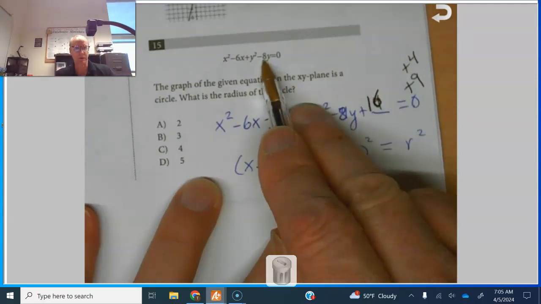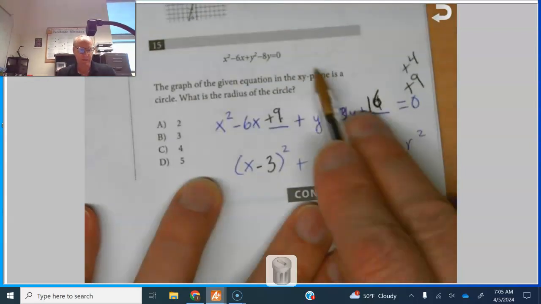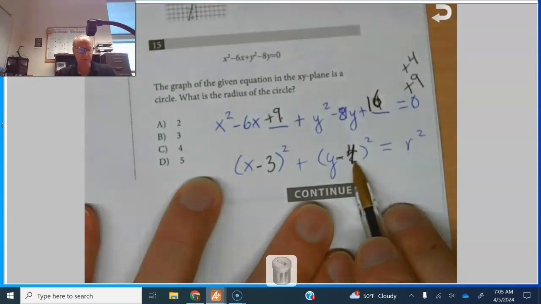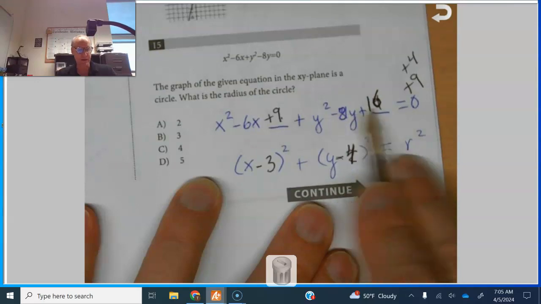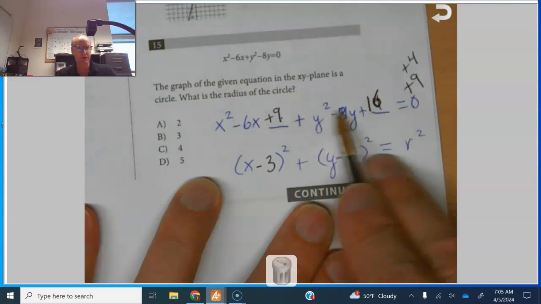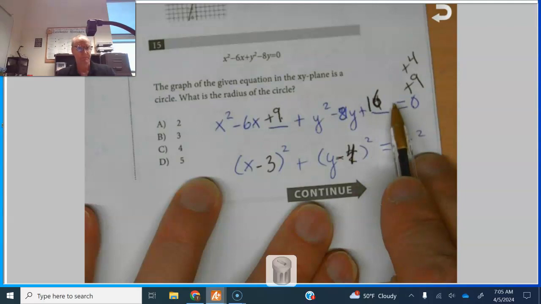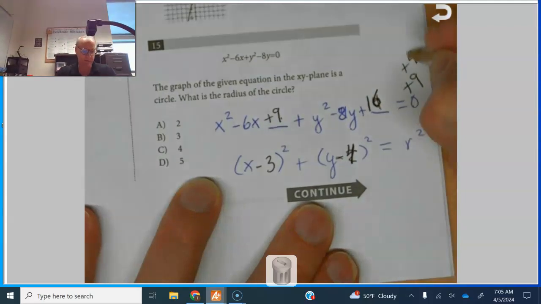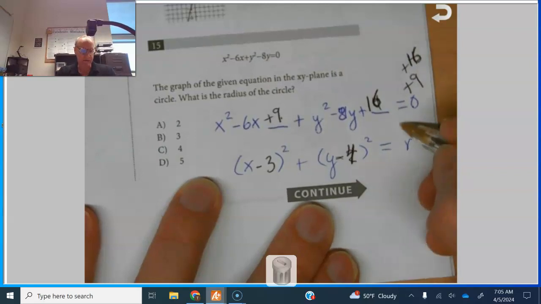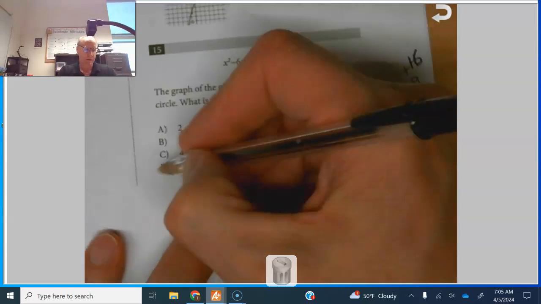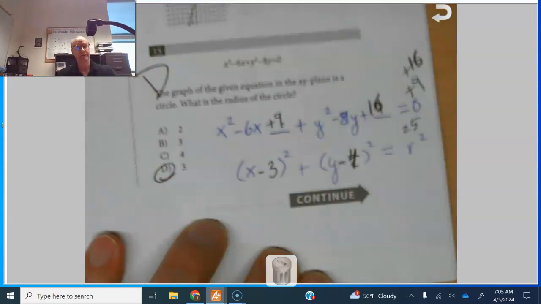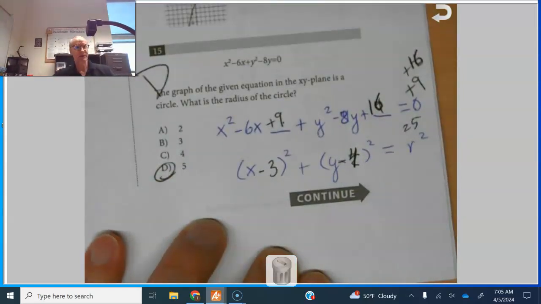It looked like a 4 before. Now I can see it on there. This is minus 4 squared, because if I square it, I get this polynomial. This is called a perfect square trinomial. And again, this is completing the square, so I had to add the 16. When I add these two together, I get 25. And my 25 happens to be r squared. And r is 5. And that's your last one.